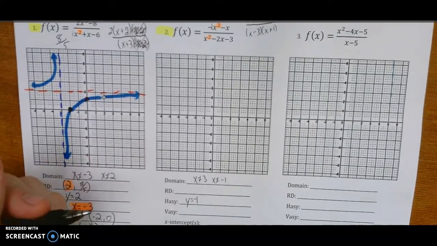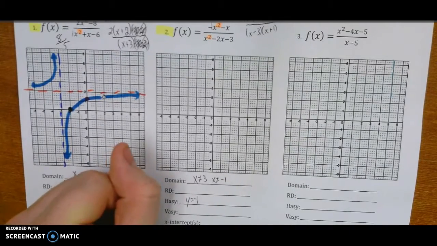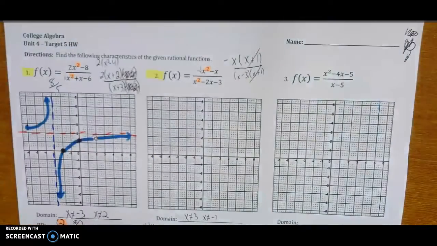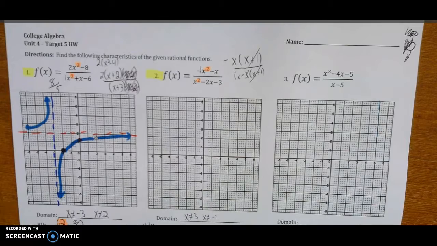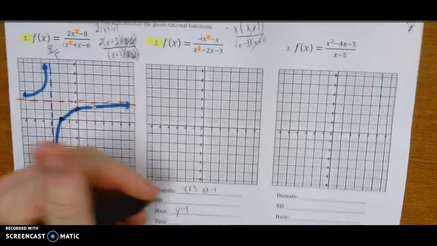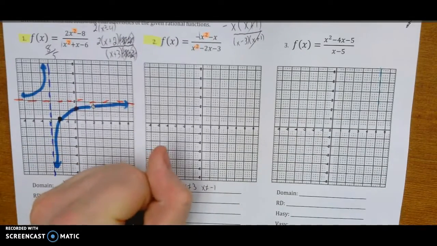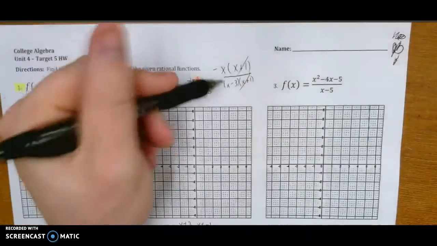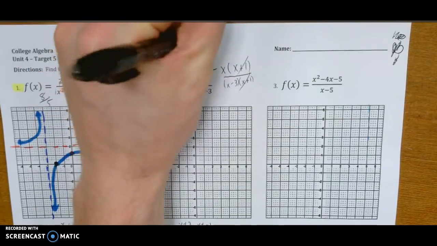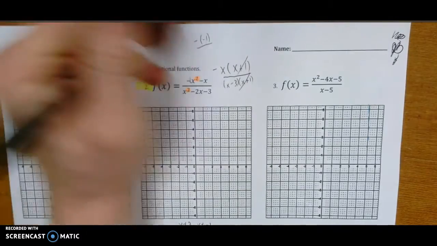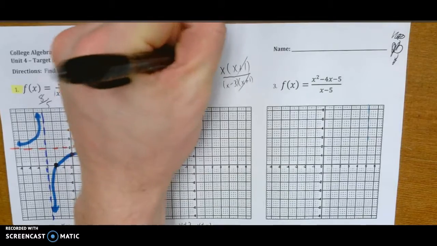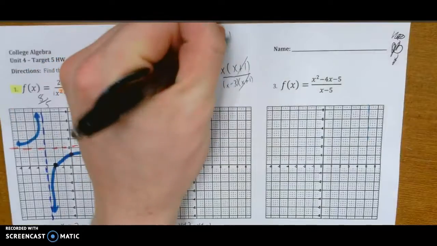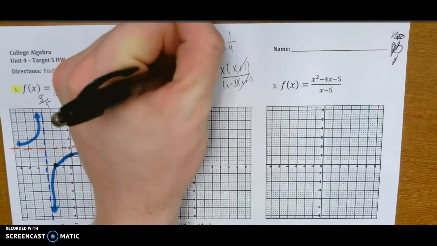RD, removable discontinuities. Again, I call these holes in the graph. This is anytime something cancels out, so an x plus 1 and an x plus 1 will cancel each other out, one with the top, one with the bottom. So that means I have a removable discontinuity at -1 comma something. Well, to figure out that something, let's plug in -1. We have the opposite of -1 all over -1 minus 3. Again, I'm plugging it into the simplified version here. This would be a +1 over -4, so -1/4.